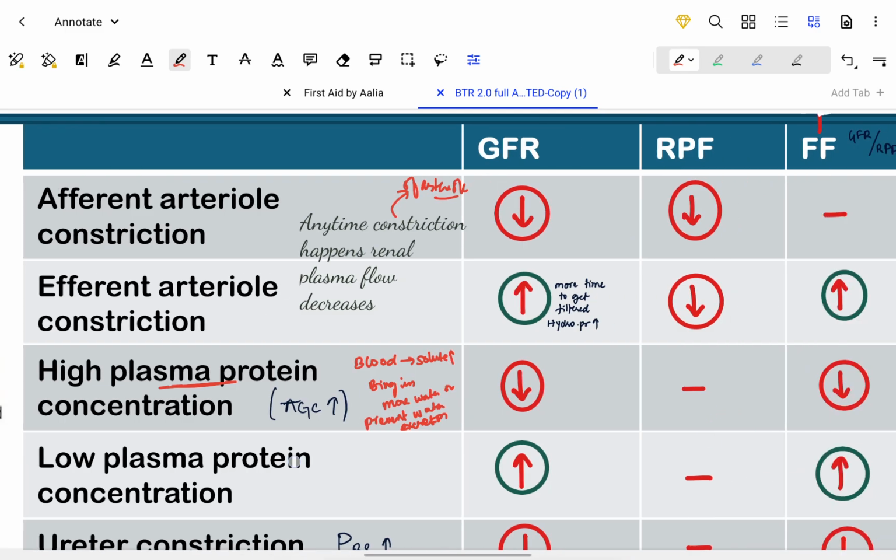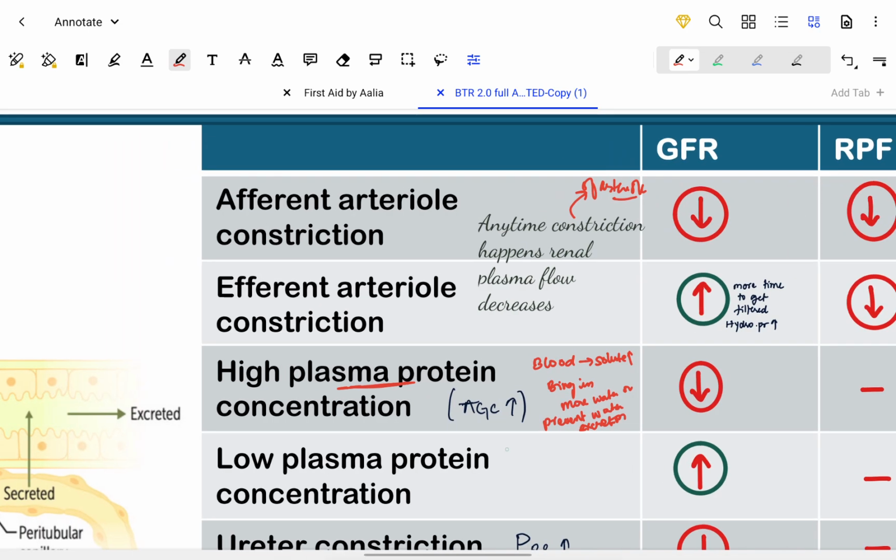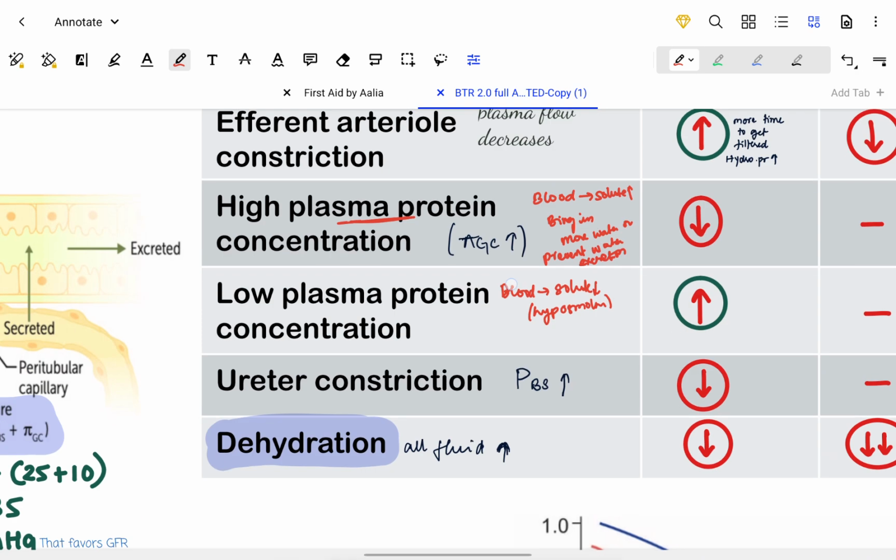Now low plasma protein concentration: in blood you have less solute, so basically you can say hypoosmolar, right? And water moves from hypo to hyper, so basically in the urine it is hyperosmolar, you can say. So GFR will increase, you want to throw away the water, and again RPF remains the same.